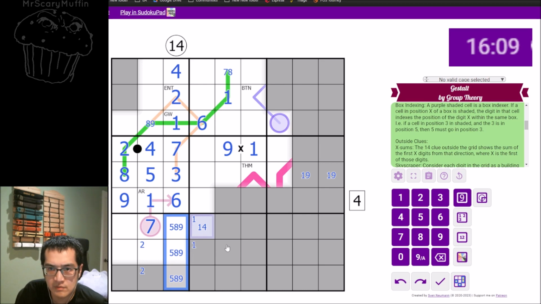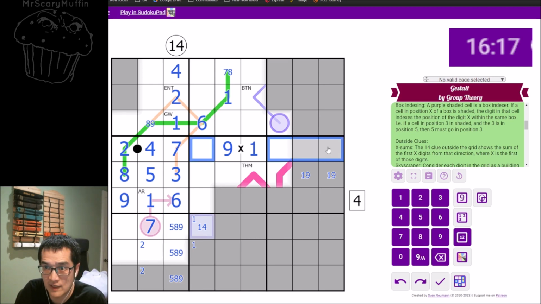just clean up those pencil marks. Does anybody else find corner marks not particularly aesthetically pleasing? I always try to get rid of them as soon as I can. 3, 5, 8, not 9. 3, 5, 8, 6 is the other number.